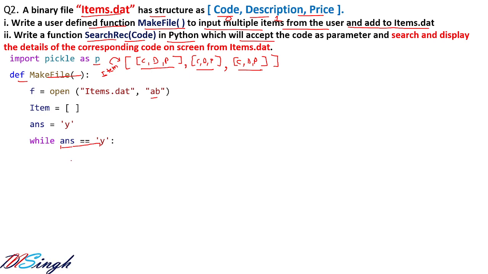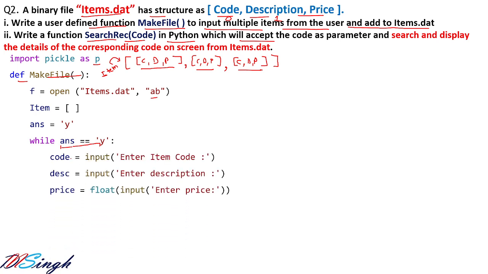After doing this, the next job is to read code, description, and price from the user. So we are going to read code, description, and price from the user, and then we create the record out of these. So we are going to append that particular list into the items list. We directly append that list into the items list.